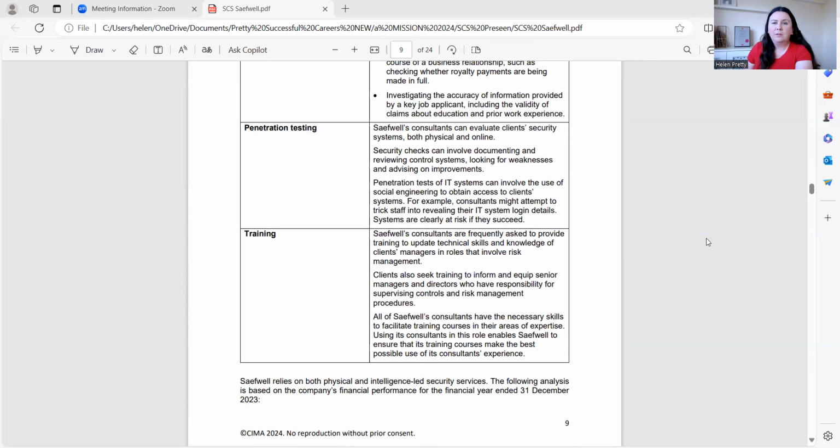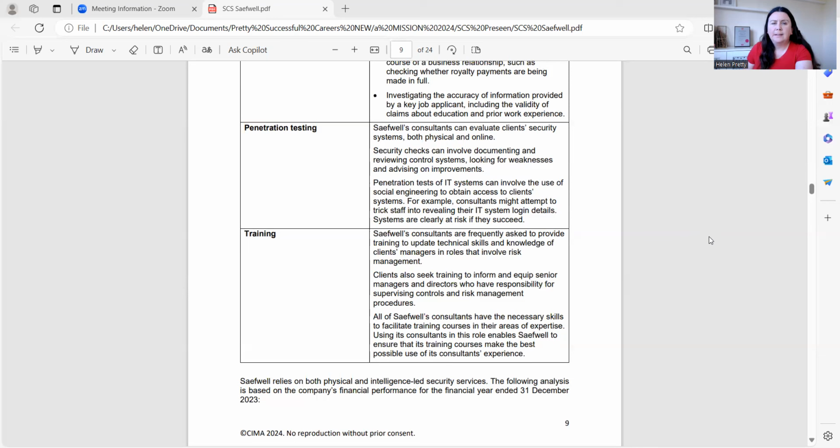All of Saefwell's consultants have the necessary skills to facilitate training courses in their area of expertise. Using its consultants in this role enables Saefwell to ensure that its training courses make the best possible use of its consultants' experience. Saefwell relies on both physical and intelligence-led security services.